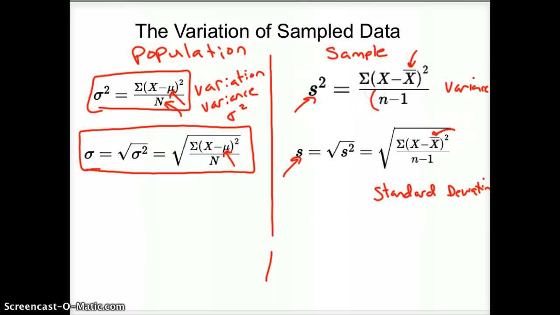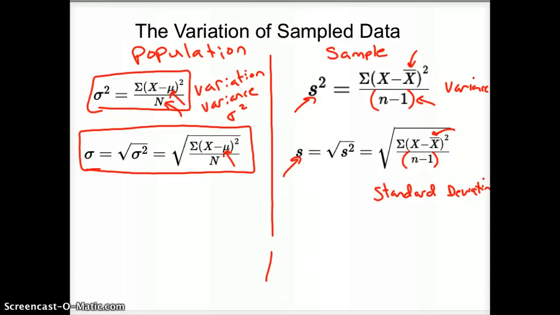Notice the difference. The only difference, everything else is the same, except that now instead of dividing by the population size, you're going to divide by n, your sample size, but you're going to subtract 1 from it, which will make a larger variance or larger standard deviation, because typically you're not working with the whole population, you work with a part of the population. And so your sample sizes are much smaller, and you basically make your variance larger to incorporate the fact that you don't have all the data.